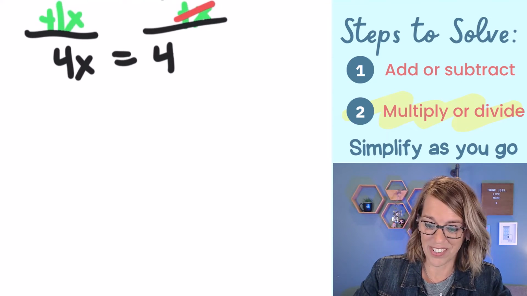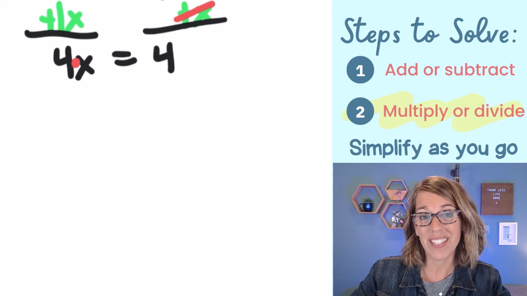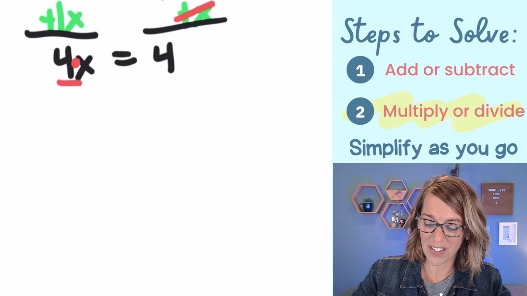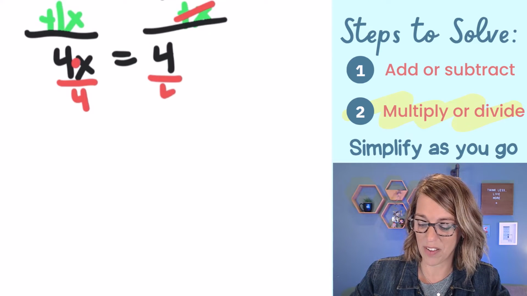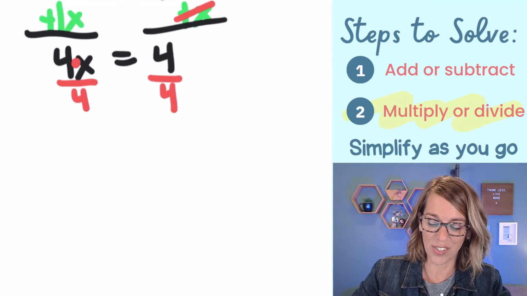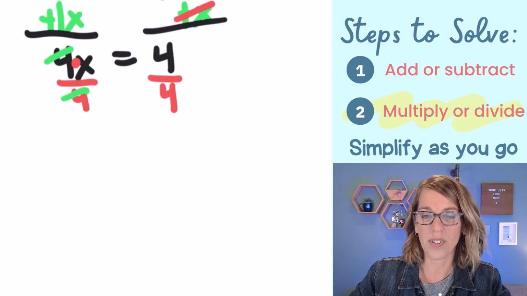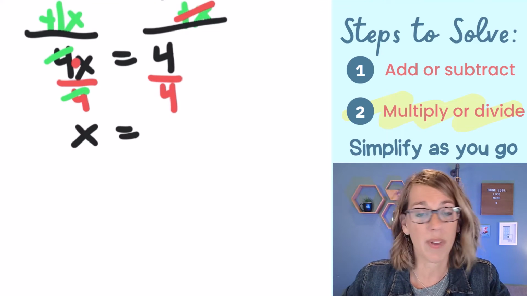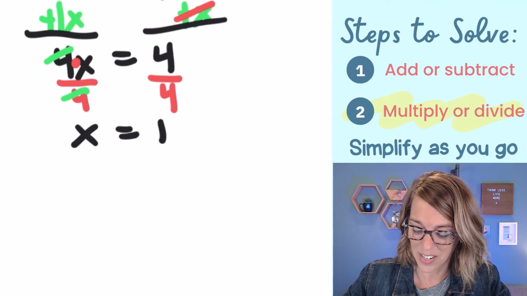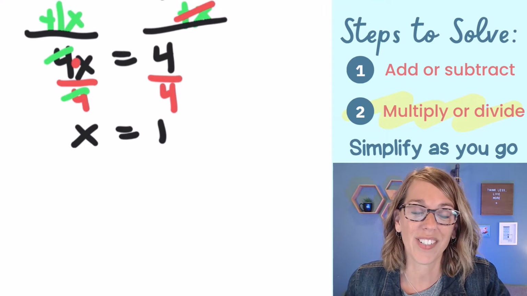I've got, similar to the last one, 4 times the x here. So I need to divide by a 4 to get rid of that, to undo it. And whatever I do to one side, I do to the other. So 4 divided by 4 is 1. That leaves me with just an x on the left side. And 4 divided by 4 again on the right side is equal to 1. This should be our solution.